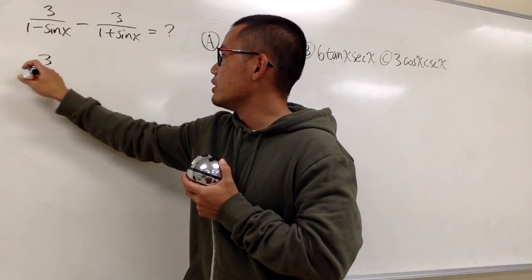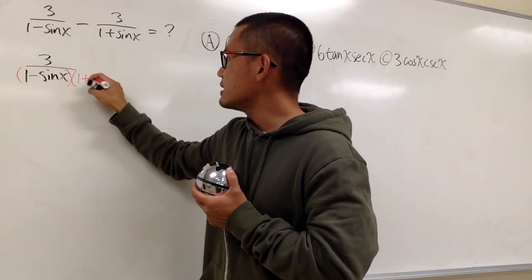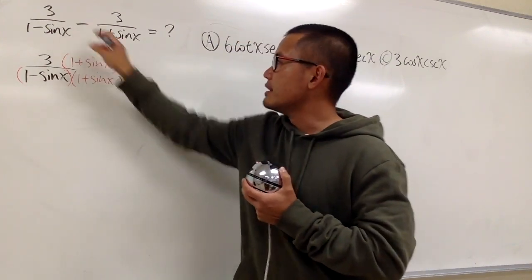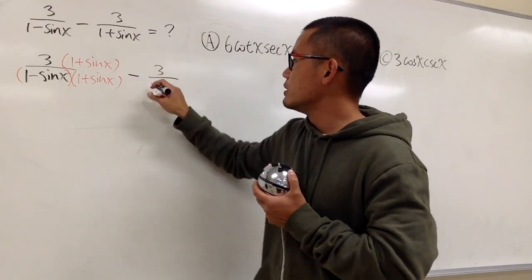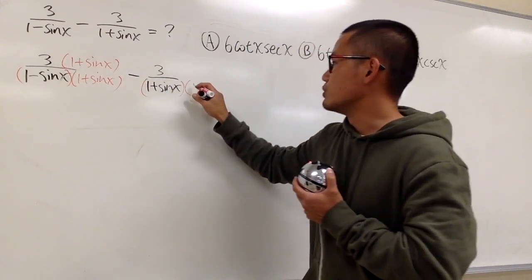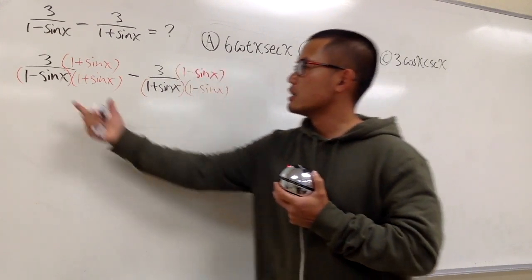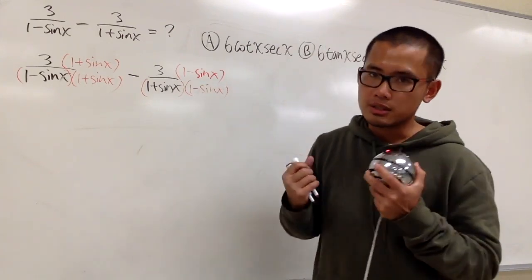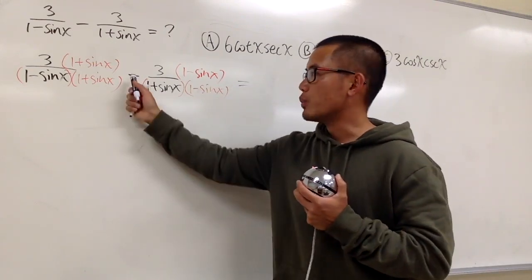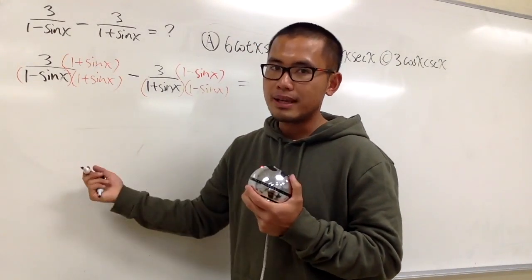Let me put this down again. 3 over 1 minus sine x, and I'll multiply this by 1 plus sine x, and do the same on the top, of course. And then we will minus 3 over 1 plus sine x, and I will of course take this and multiply by that, which is 1 minus sine x. And you will see right now that this and that are the same, so you produced the same denominator, right? When we have the same denominators, when we are subtracting, the denominators stay the same.